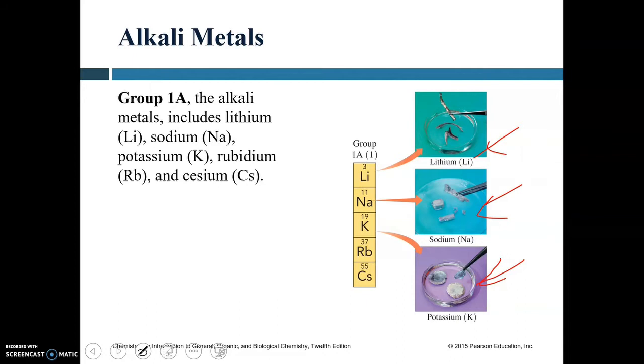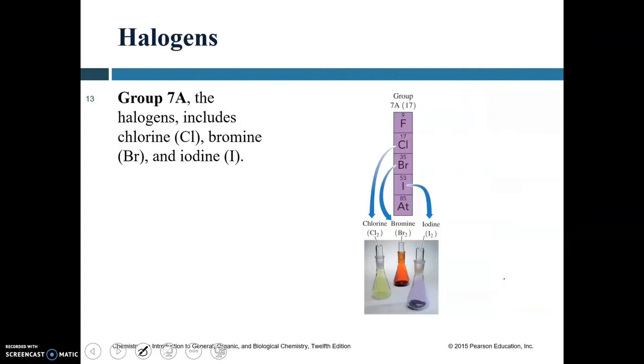Sodium can react with water, resulting in explosion. Group 7A, on the other hand, the halogens, they include extremely toxic and also highly reactive elements such as fluorine, chlorine, bromine, iodine, and astatine.